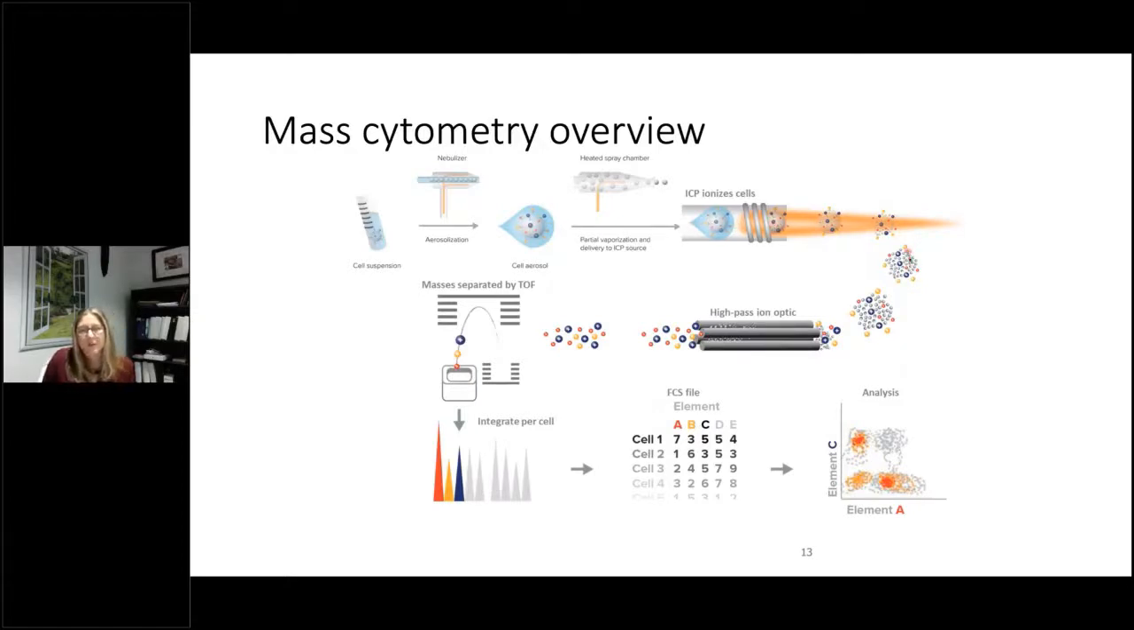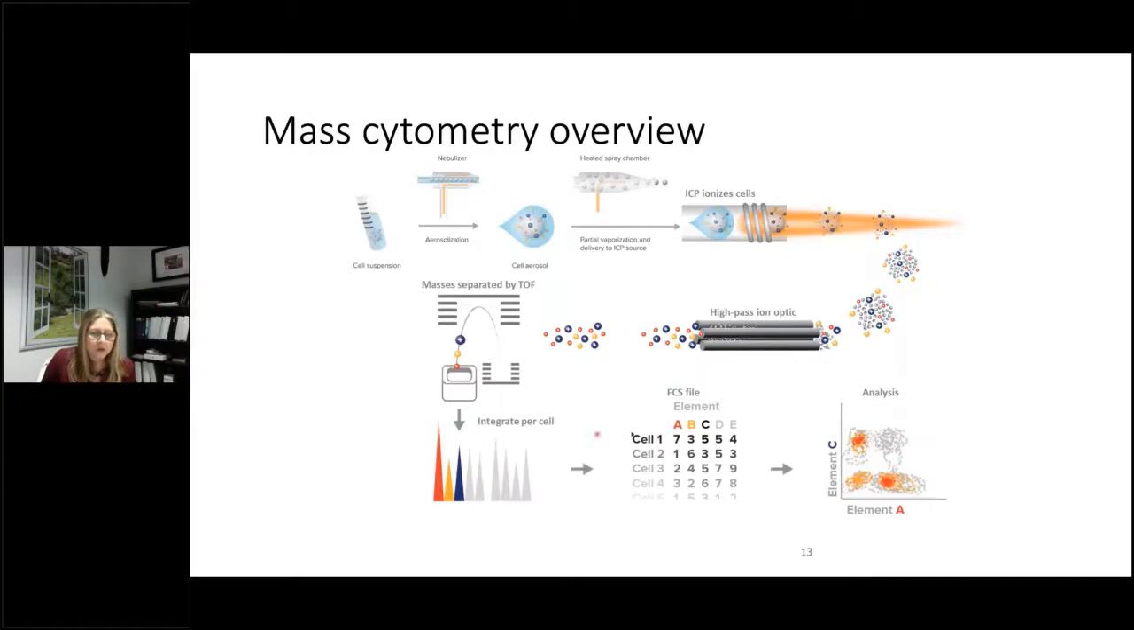So all the cells, all the biological material is destroyed. But what is left are these specific isotopes. And these isotopes are then selected and separated out by something called TOF, which is time of flight. So there's a direct correlation between the mass of the isotope and the time it takes to travel from the input to the detector. And so using that distance, the system can categorize each particular isotope and understand the quantities and quantitate the amount of that isotope on that particular cell.